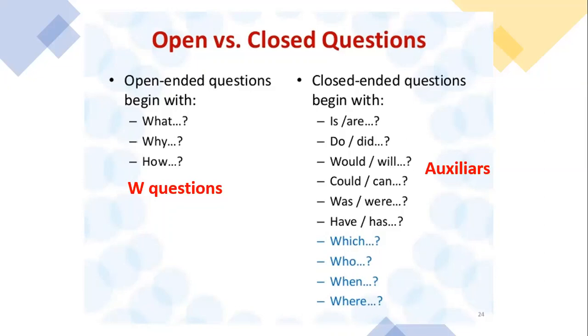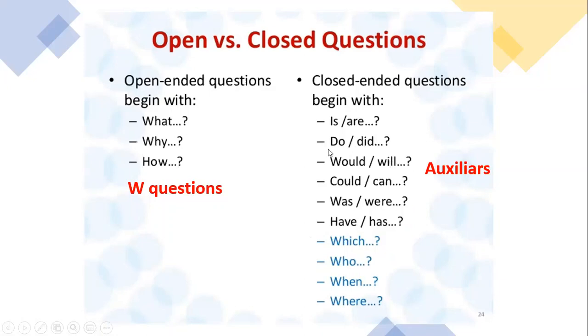What about closed questions? You see the long list here on the right? Well, they're called closed questions because there is no more than one answer, especially if they start with auxiliaries or with the verb to be, like is or are. Are you Ecuadorian, for example? The answer is yes or no. Yes, I'm Ecuadorian. No, I'm not. That's it. Or with auxiliaries like do, does, did, would, will, could, can, was, were, have, has, and I'm going to stop here because I'm going to explain about this in a minute.